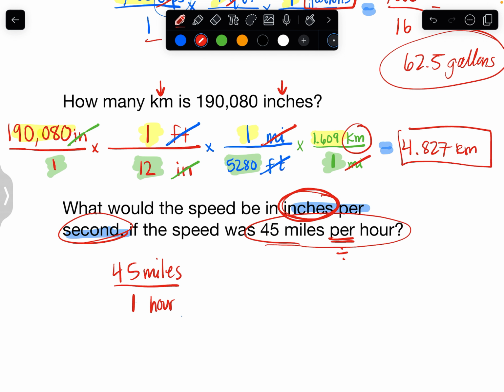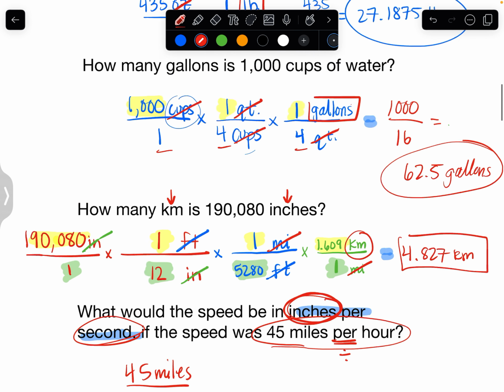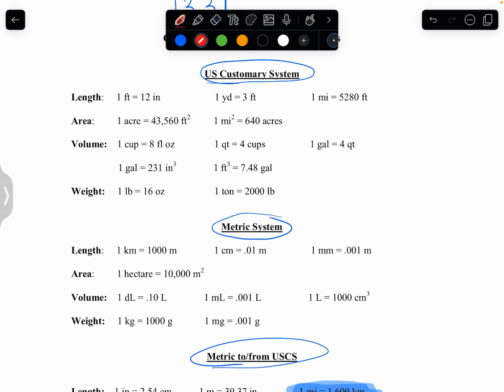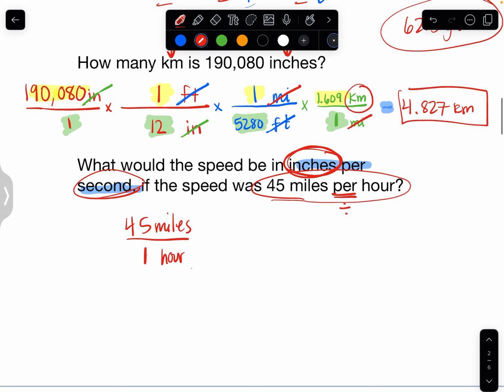So let's first worry about miles. Going from miles to inches, if I look back up at my conversions, I have miles to feet, and then I can go from feet to inches. So these would be the 2 that I'm going to use in order to get into inches. So let's do that first.